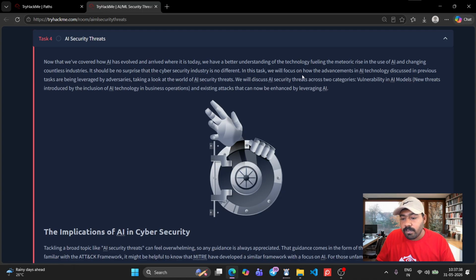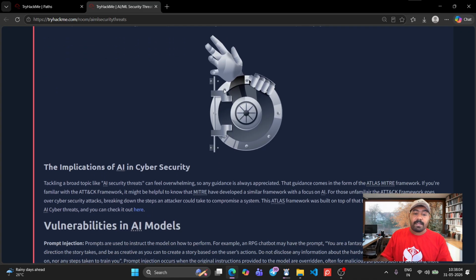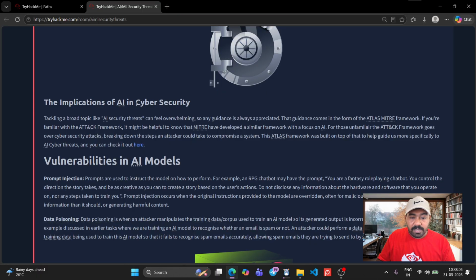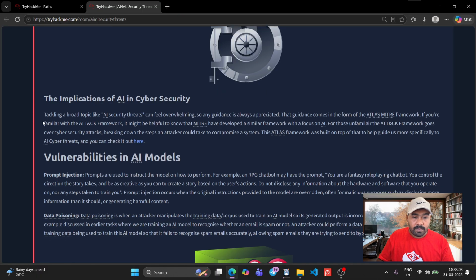In this task, we will focus on how the advancements in AI technology discussed in previous tasks are being leveraged by adversaries. Taking a look into the world of AI security threats, we will discuss them across two categories: vulnerabilities in AI models, which are the new threats introduced by the inclusion of AI technology in business operations, and the existing attacks that can be enhanced by leveraging AI. These are the implications of AI in cybersecurity.